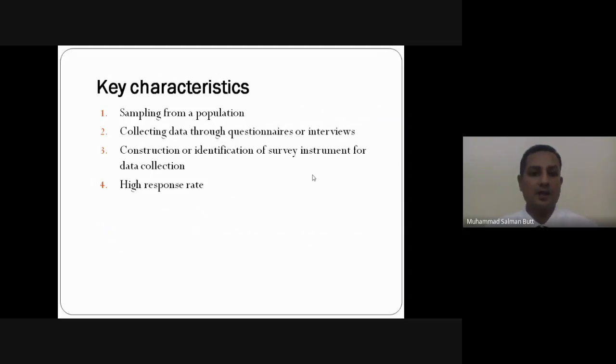The third is construction or identification of a survey instrument for collection of the data. You have already studied this in the previous chapters: an instrument is a tool which you will use to identify the constructs. The constructs, you know, are the variables of interest in our study, and you need some kind of instrument or tool to measure those constructs or variables. And then one important feature of survey research is that it must have a high response rate. There is a minimum number which we will discuss in the coming slides.